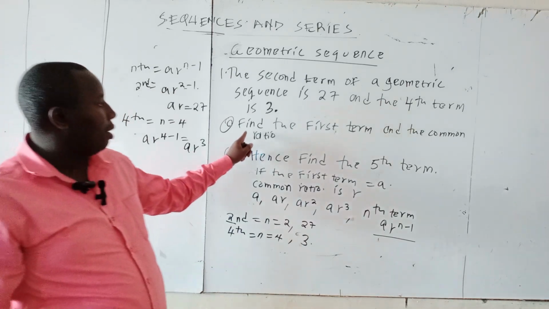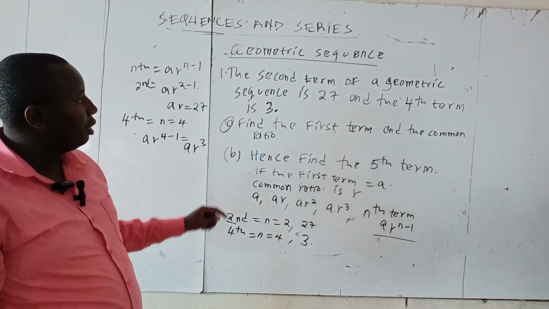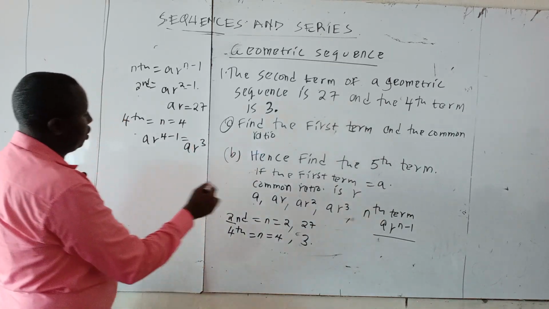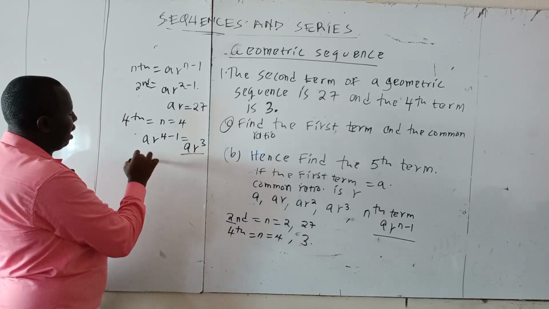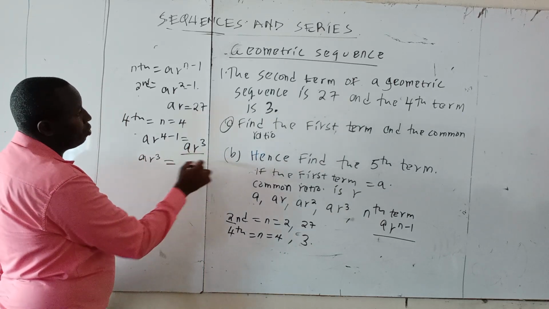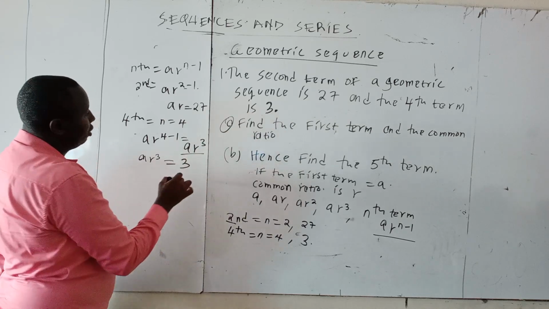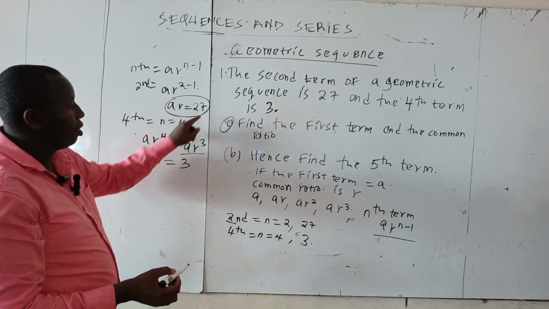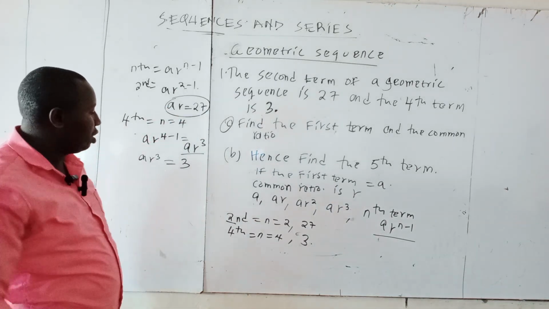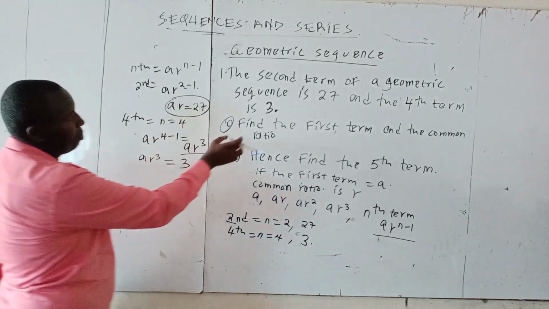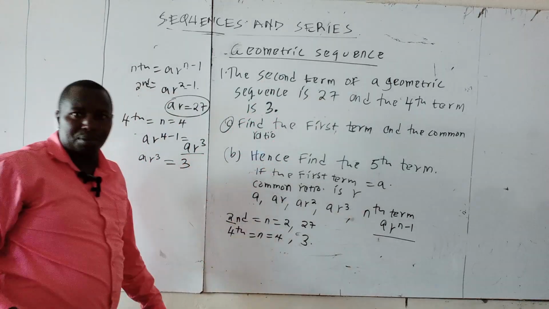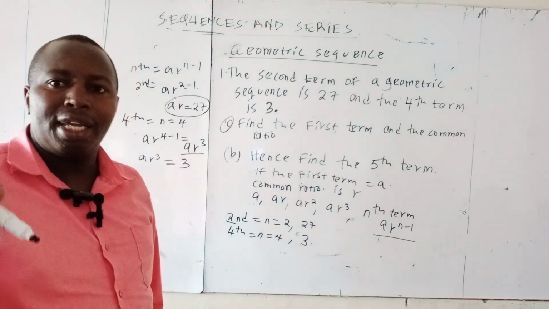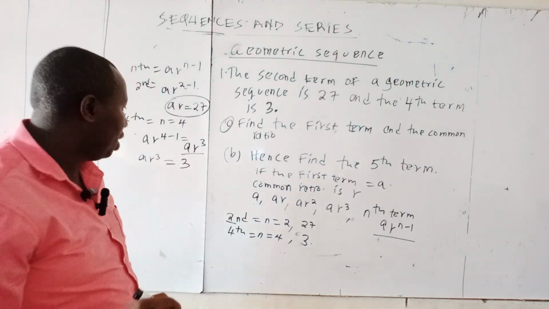So question 1: we are told to find the first term and the common ratio. The fourth term, AR to power 3, is equal to 3, and the second term AR is equal to 27. In this question, the second and fourth are not consecutive terms, but you need to simplify them in a ratio form for you to find the first term and the common ratio.